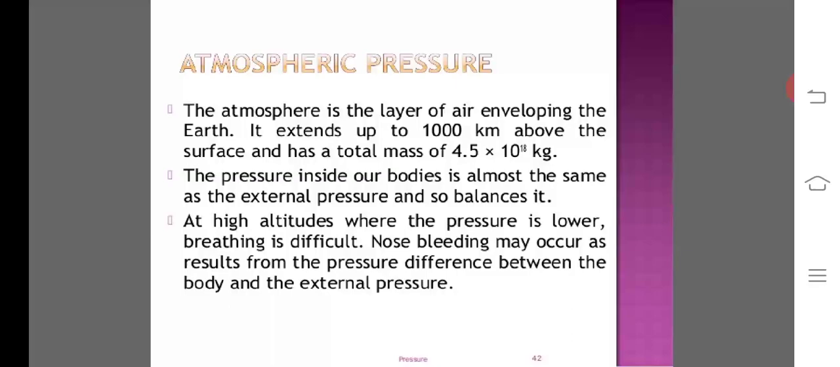The atmosphere is the layer of air enveloping the earth. It extends up to 1000 kilometers above the surface and has a total mass of 4.5 × 10^18 kg. The pressure inside our bodies is almost the same as the external pressure and so balances it. At high altitudes, where the pressure is lower, breathing is difficult. Nose bleeding may occur as a result of the pressure difference between the body and external pressure.